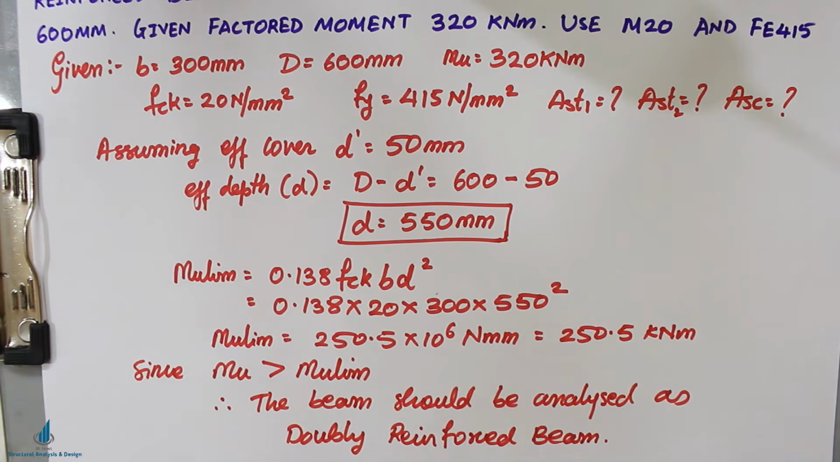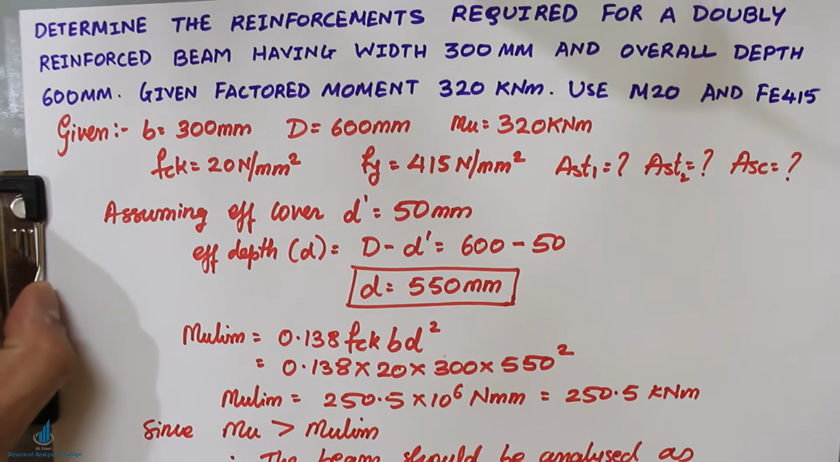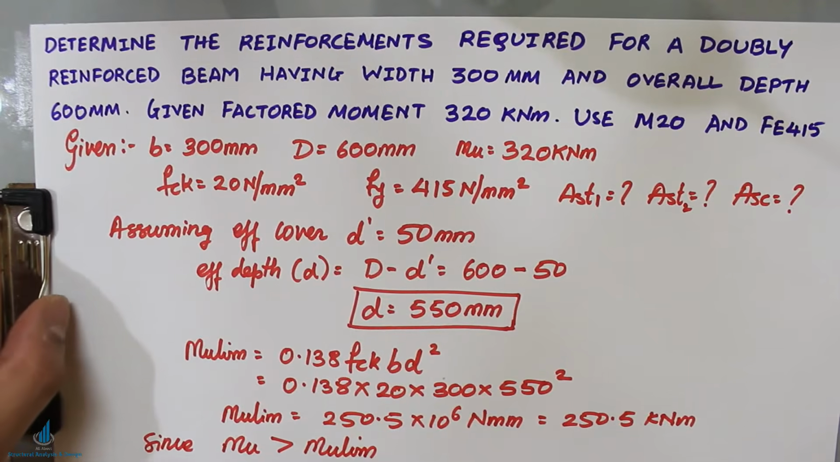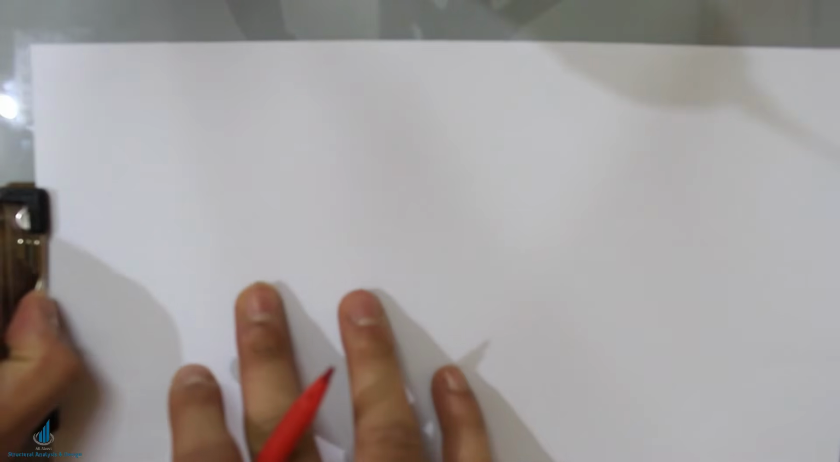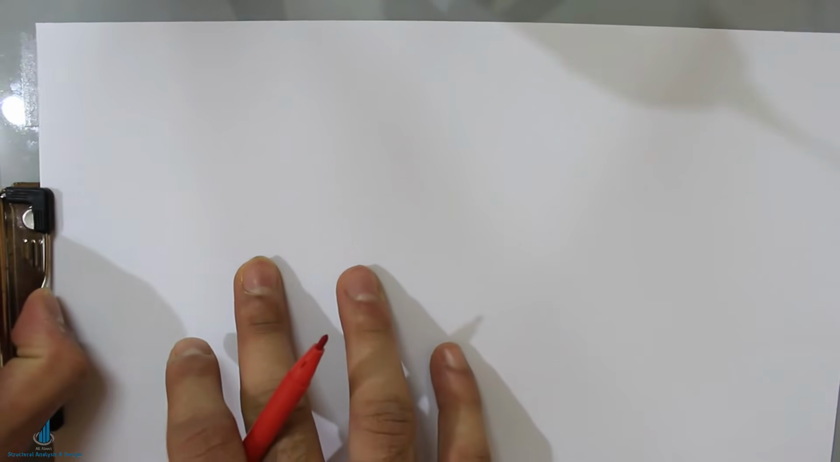Now you have to determine whether the beam is doubly or singly reinforced. From this we can find out: if Mu limit was greater than Mu, then you can conclude it as a singly reinforced beam. But here the Mu ultimate moment was greater than Mu limit, so it has to be designed as a doubly reinforced beam. That was the conclusion with the calculation of the limiting moment.